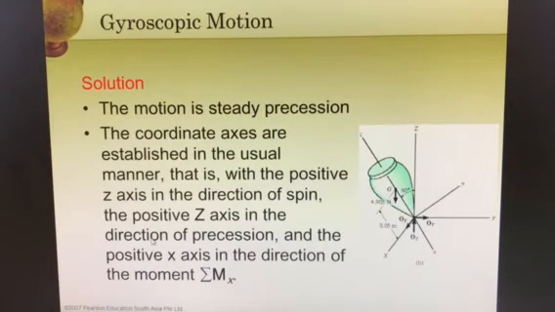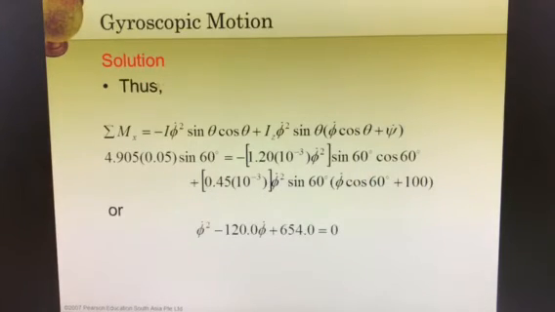So we can use the equation that we have learned. This is not the simplified equation that we used before, because we have a nutation angle, and the nutation angle is not equal to 90 degrees. So we need to use this equation. So for the left hand side, we need to consider the weight.